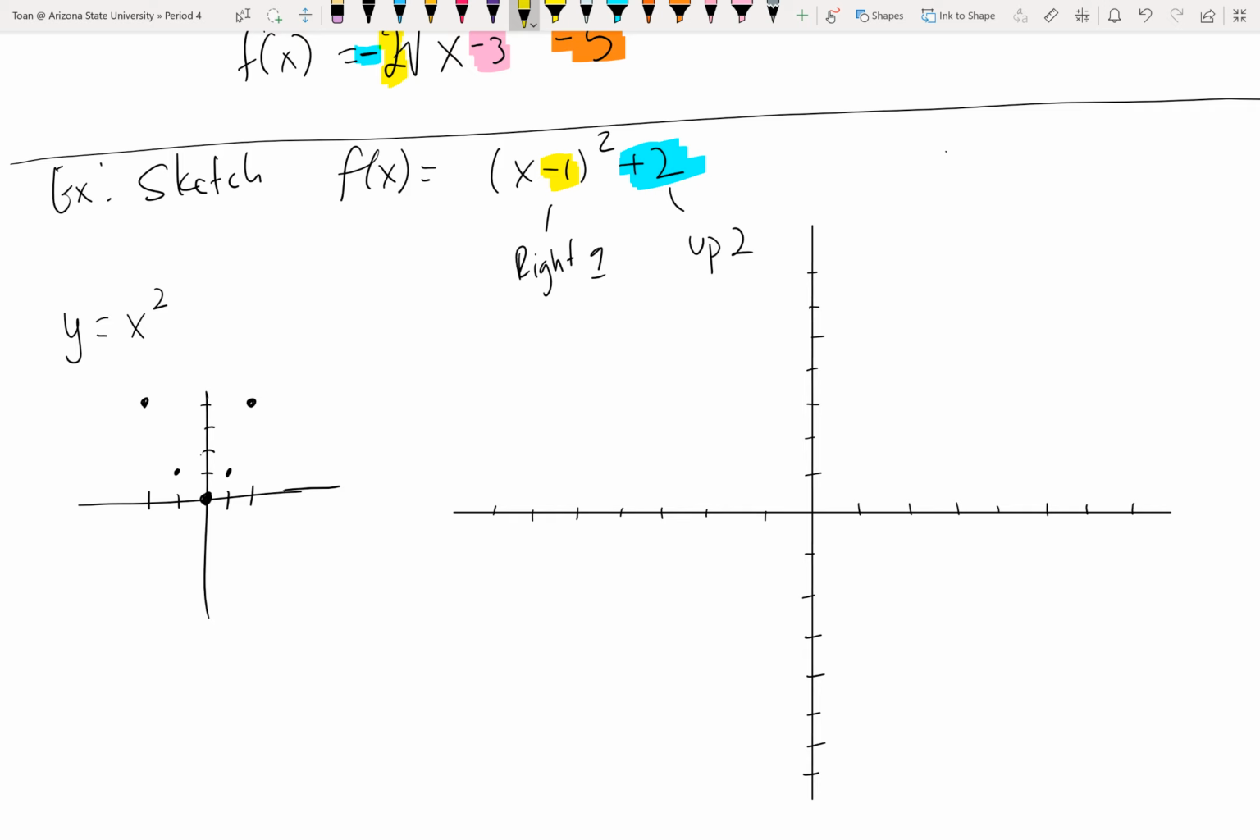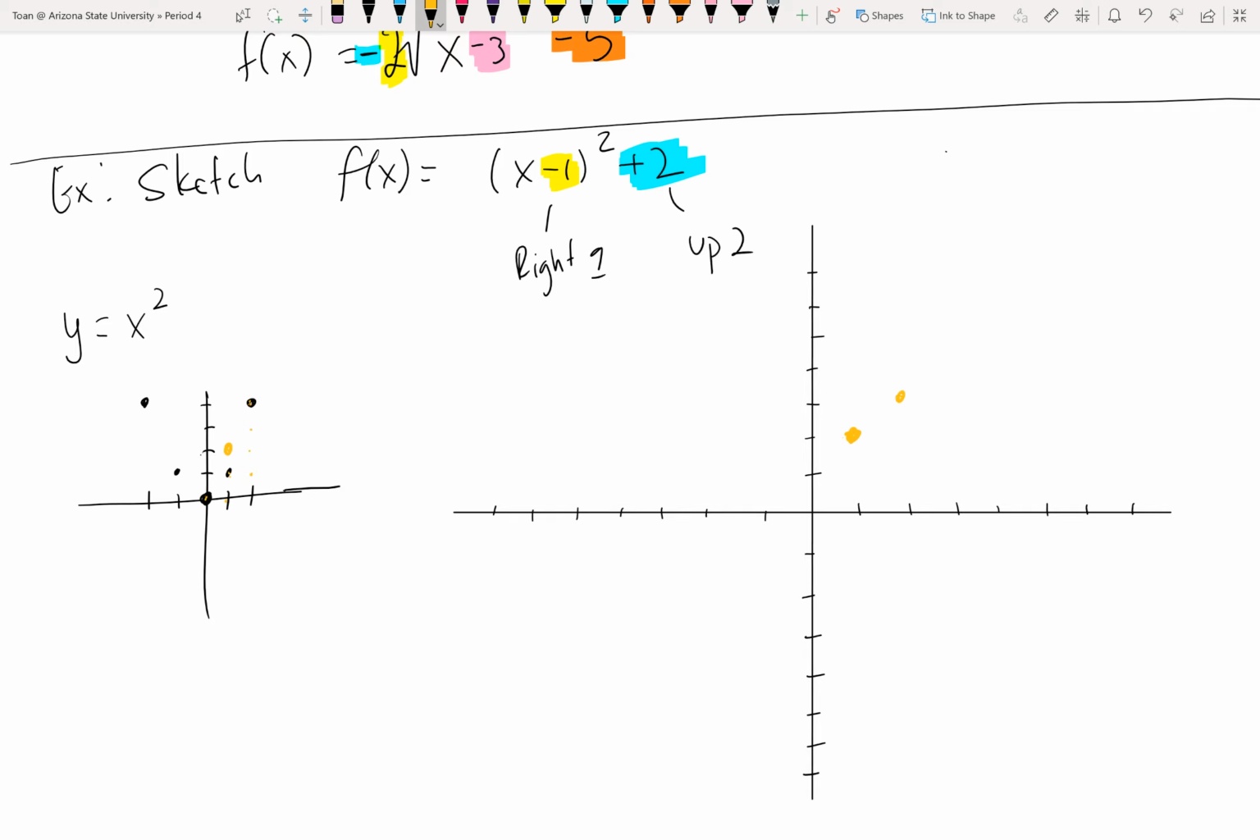So I have the luxury of using a different color. If you guys want to use light pencil, dark pencil, pen, whatever you guys want to do in your notes is your business. So let's move the origin here, right? So I'm just going to listen to the instructions, right 1, up 2. So for this point here, the origin, I'm going to go right 1 and up 2. So 1, 2 should be my new location. Let's move this point 1, 1 here. Right 1, up 2. 2, 3 should be my new location.